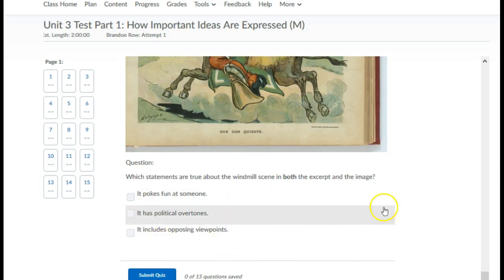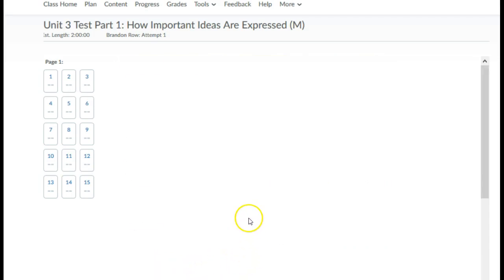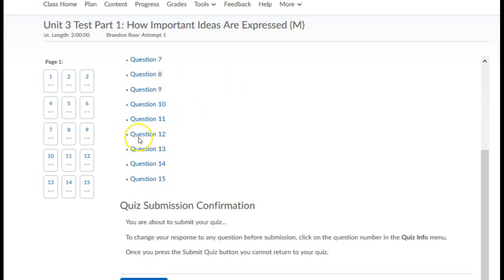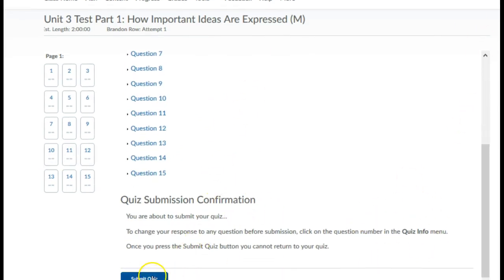When you're all done, review your answers, go to submit quiz. Now, in order to submit the quiz, you need to actually review. It's going to tell you if you have any unanswered questions, look it over, and then go all the way down and, can't see it, hit submit quiz down there. That's it, guys.